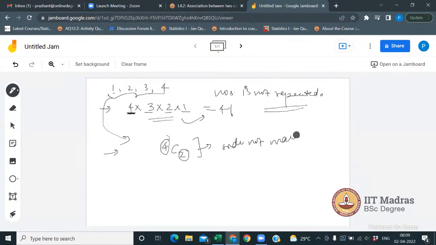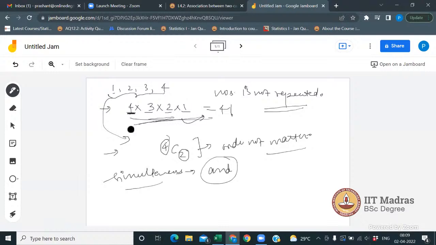Simultaneous and non-simultaneous. Simultaneous means something like this example, where "and" is operating. Suppose I have to make a 4-digit number. Then I will choose the first digit and second digit and third digit and fourth digit. So we are choosing the numbers one by one, one after another. This is called simultaneous.